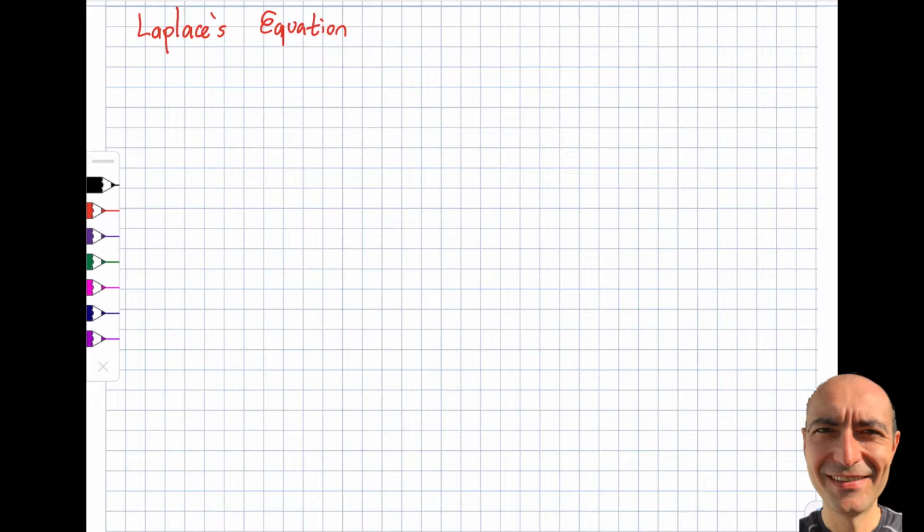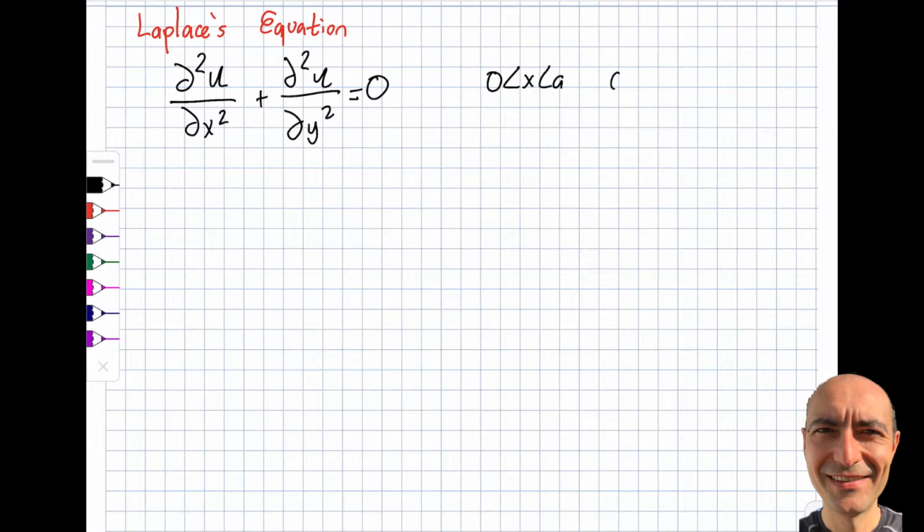Okay, but let's go ahead and write the equation that I'm talking about: ∂²u/∂x² plus ∂²u/∂y² is equal to 0. So that's a 2D Laplace equation, and it's defined in this rectangular region. So x goes from 0 to a and y goes from 0 to b.